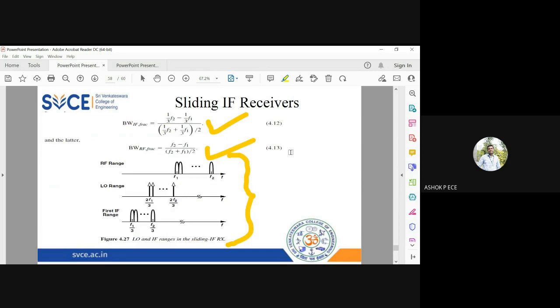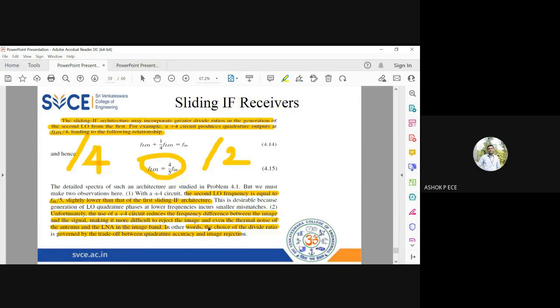So here we have seen two examples, divide by 2 and divide by 4, but ultimately the choice of the divide ratio is governed by the trade-off between quadrature accuracy and image rejection. So it depends on these parameters, and they leave it to the researchers or application developers to fix the divide ratio.